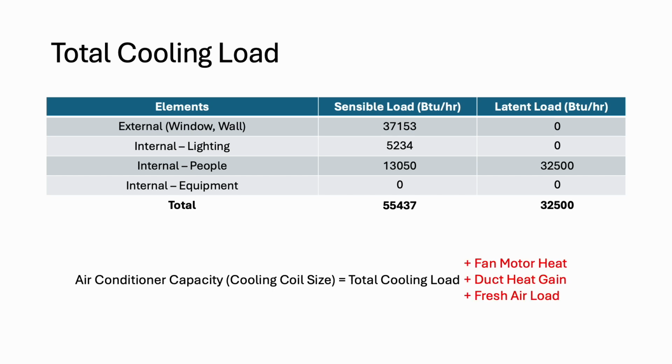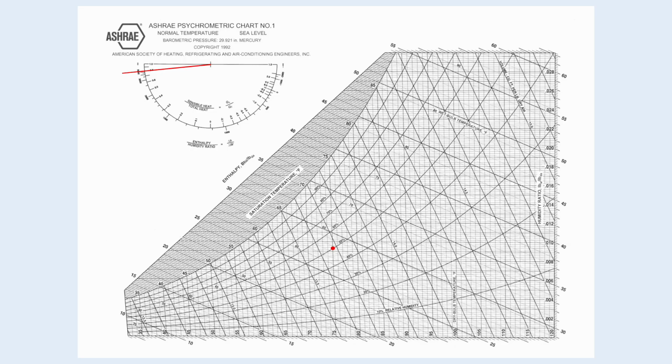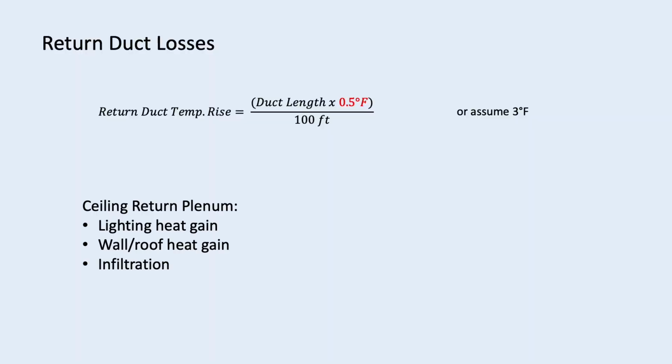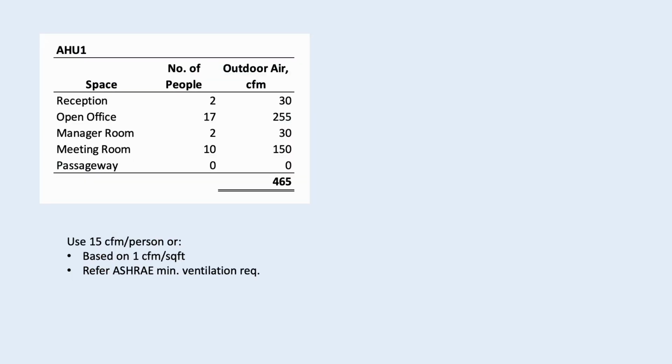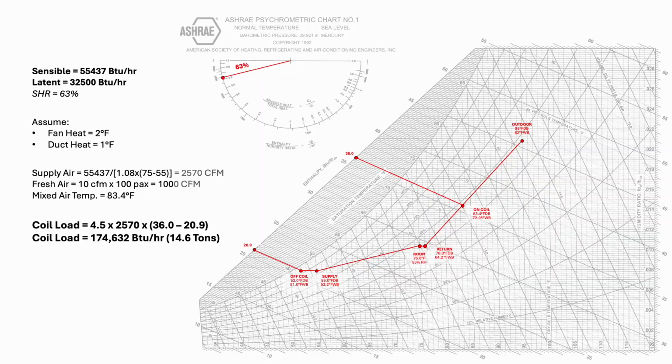We need to account for system load such as fan motor heat, duct heat, and fresh air load. To do so, we need to use the psychrometric chart. I've covered the step-by-step process to determine the cooling coil size using the psychrometric chart in my previous video. You can find the link to the video in the description. Here is the final result of our calculation. The cooling coil size needed is 14.6 tons.